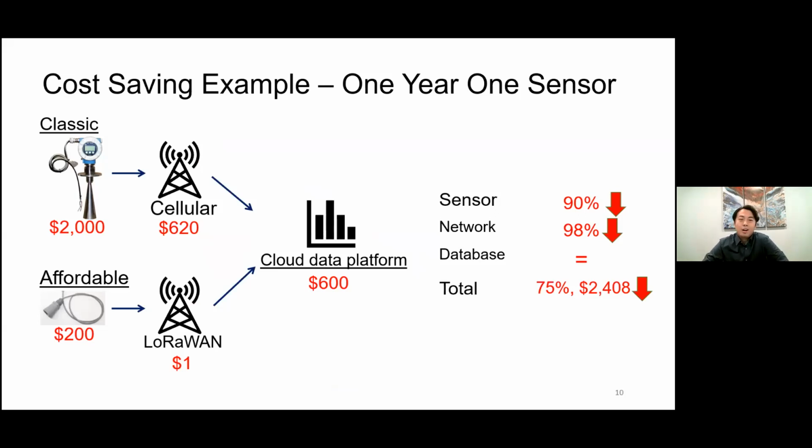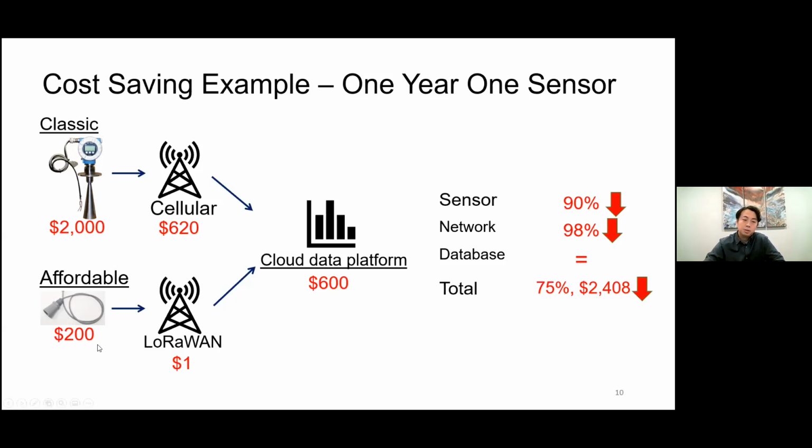Obviously, it's very hard to not talk about money when we're talking about an affordable approach here. So here I constructed a very rudimentary, fundamental example for one sensor. We are trying to monitor water level, and I computed all the costs you are seeing here. That's for the first year you are spending to just measure water level. In the classic approach, we choose a sensor from the research grade, connect to a classic cellular network, and then upload the data to a cloud data platform.